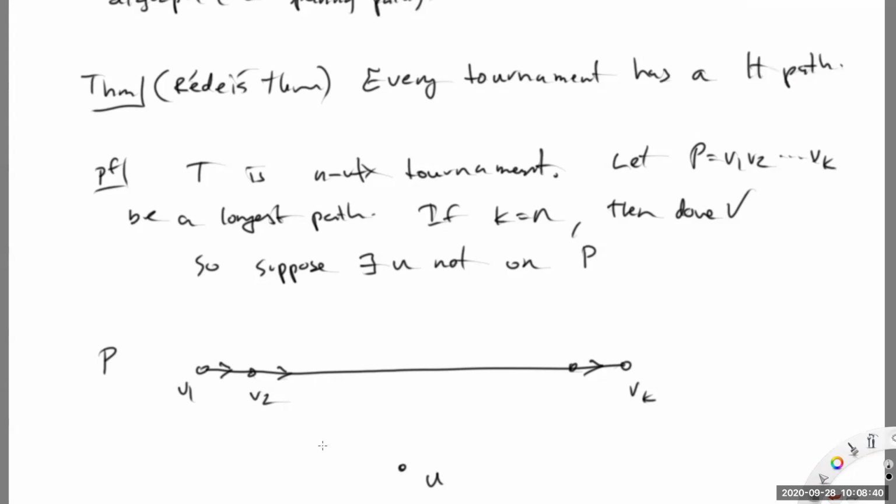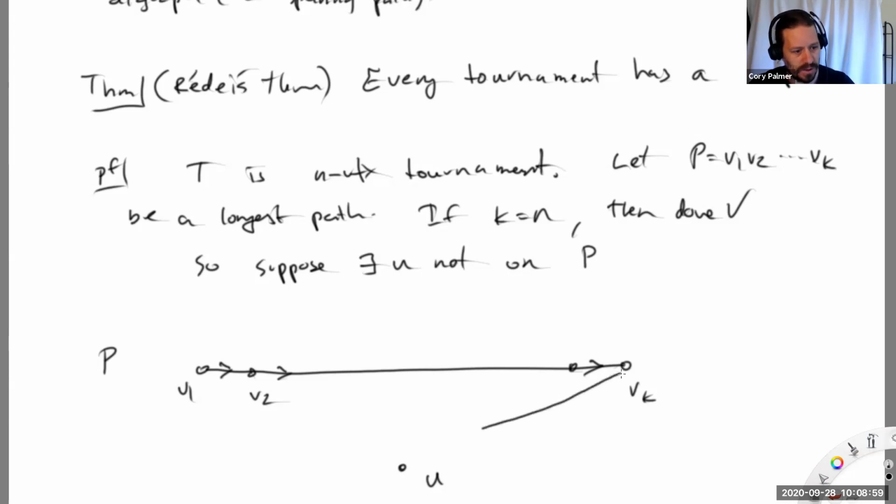Well, we know there's an arc connecting U to everything on the path, but those cases have to be true. Yes, exactly. Van points out that U does have an arc to or from every vertex on the path, but we don't know which direction in general. But we definitely know U points to VK, simply because VK can't point to U. Otherwise, that's a longer path.